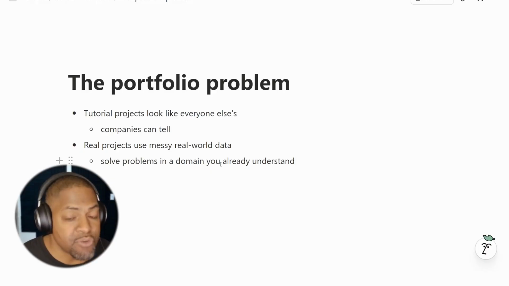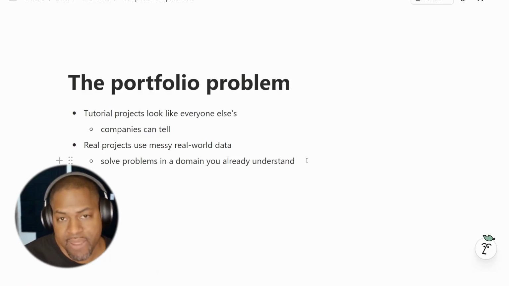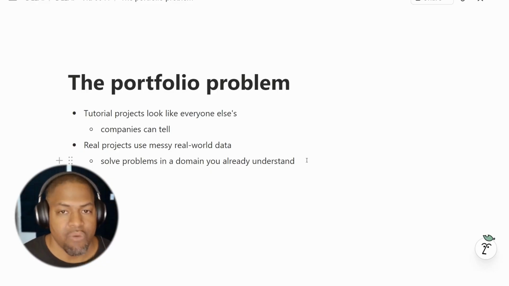And you want to solve problems in a domain you already understand, because at that point, you're linking the actual business needs to the problem and the solution you bring to the table. And you have to be able to explain that to stakeholders who don't understand AI. But if you understand that domain, you can inform them, so they can make an informed decision for the company and the best impact for it.